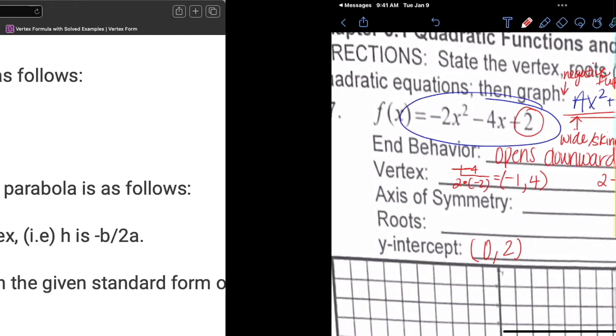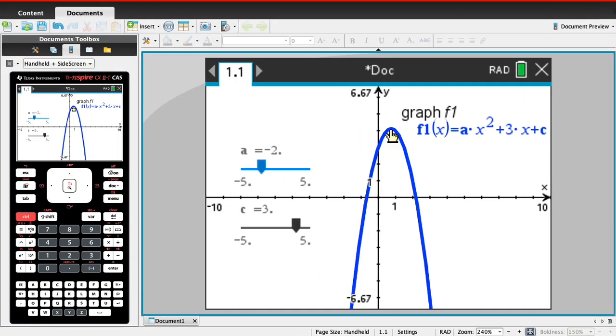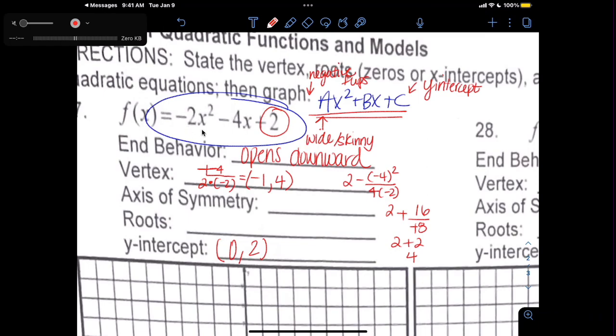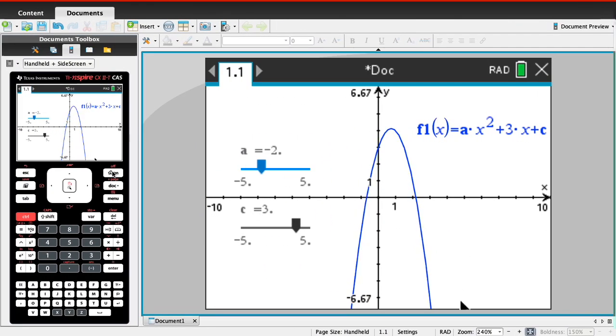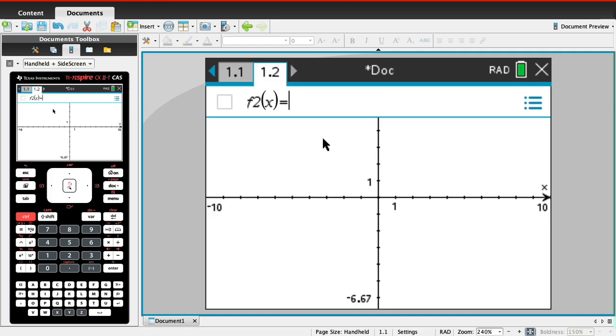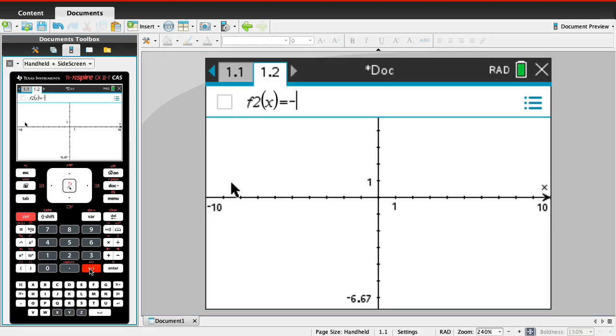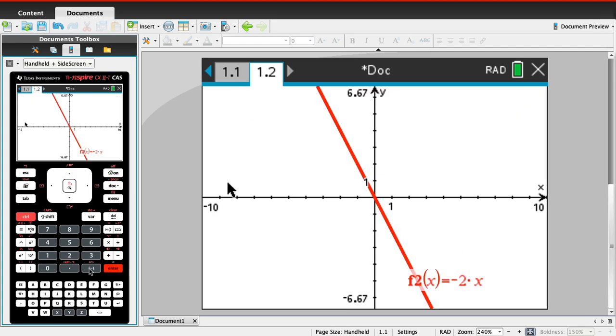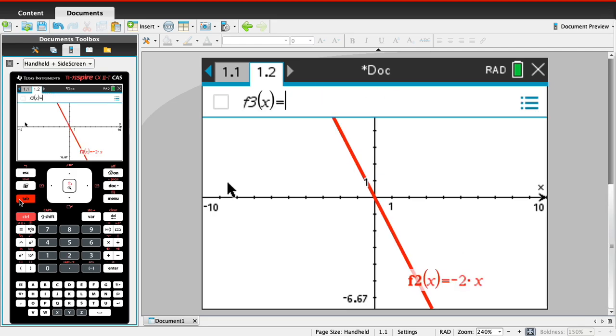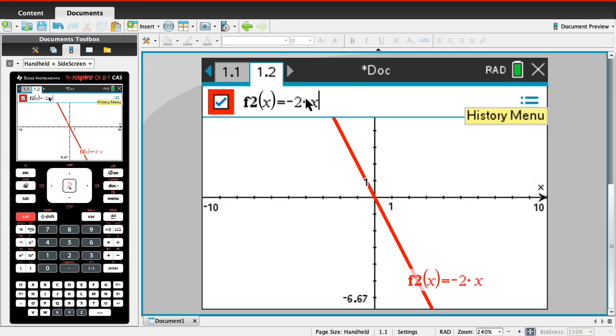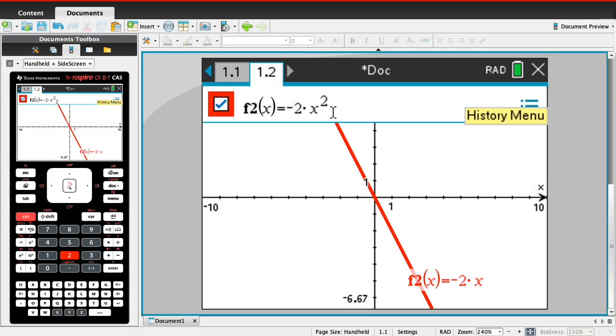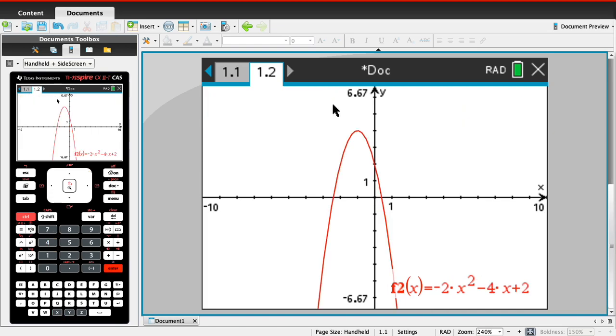My axis of symmetry. So here would be my vertex, and actually let's go ahead and set up this exactly the way we see it. We'll go ahead and type in that equation. So this will be negative 2x to the power of 2 minus 4x plus 2. This is what our graph looks like. Here is my vertex. Notice that it is located at negative 1, positive 4, just like we predicted.